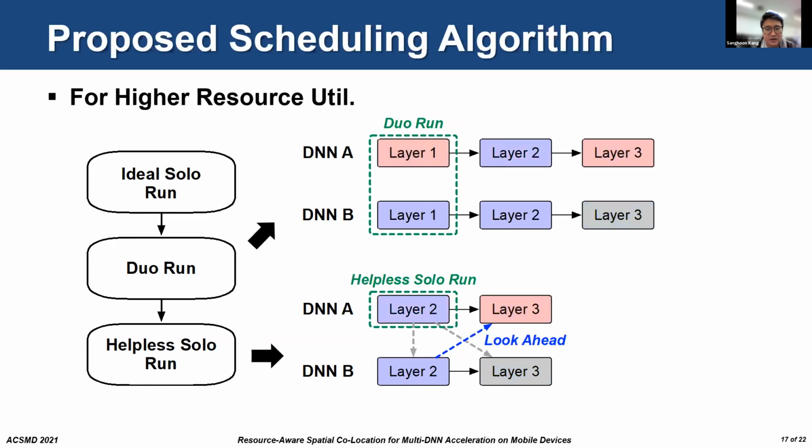If there is no dual run candidate left for the upcoming tasks, the scheduler looks for potential dual run candidates. Here, DNN B's layer 2 is a potential dual candidate because it can be paired with layer 3 of DNN A. On the other hand, there are no layers left for DNN A's layer 2 to pair up with. Therefore, it is classified as helpless solo and executed without collocation. Even though the resource utilization is low during helpless solo runs, it will increase the possibility of layer pairing.